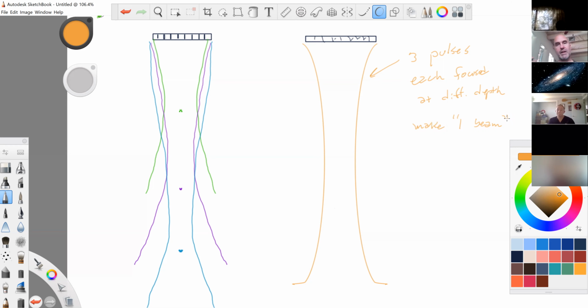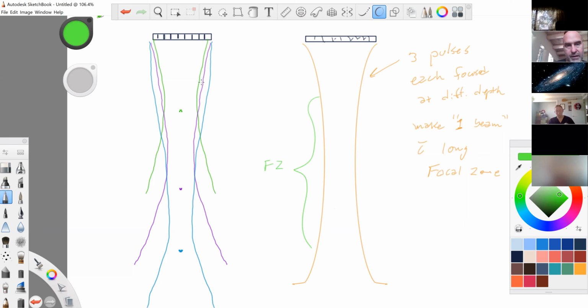Each one creating its own set of echoes. Remember, pulse repetition frequency. Even though I have 3 pulses making one beam, we still have to wait for all the echoes to come back before the next pulse comes down. So it makes one beam in quotes with a long focal zone. So we could say like this, whole area is the focal zone.